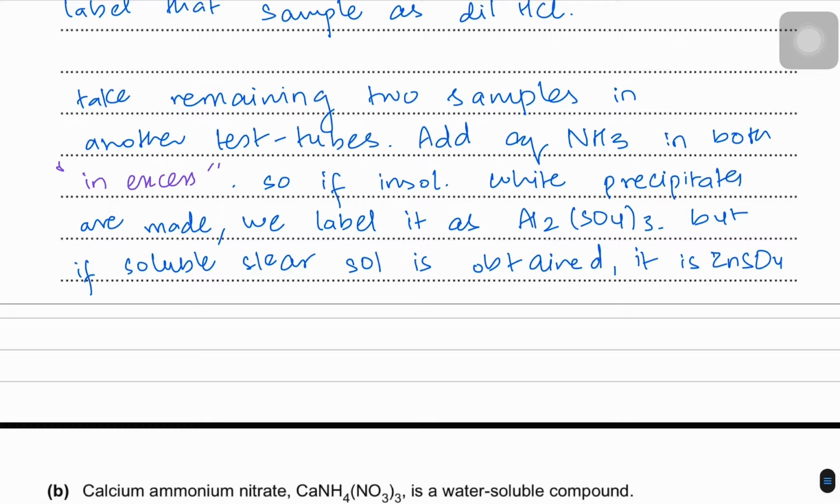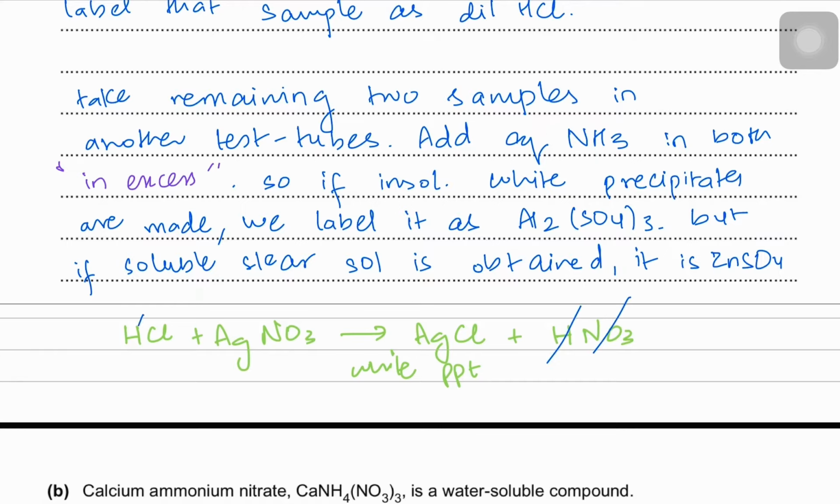So to write that again, HCl with silver nitrate made silver chloride white precipitate, and the other thing was HNO3, which was our spectator ion. So I can definitely cancel on that. And what about aluminium and zinc? So we just talked about their white precipitates or clear solution in excess aqueous ammonia.